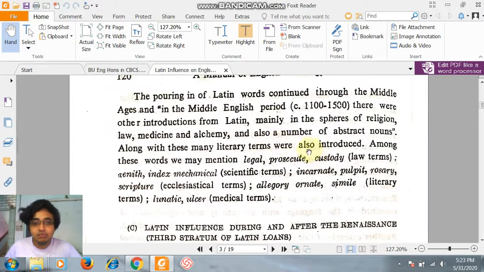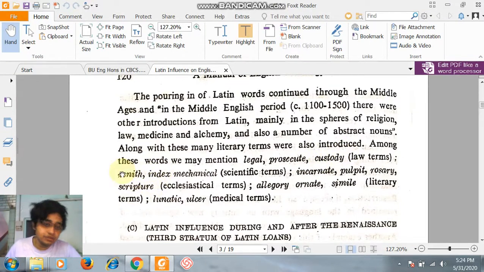There are also some other words after the Middle English period, which began from 1100 after the Norman conquest in 1066. There were other words too, not only from the spheres of religion but also from the spheres of law, medicine and alchemy, and also a number of abstract nouns. And along with these, many literary terms were also introduced. Some of these words are legal, a Latin word; prosecute kora, doshi shabbosto kora, derived from Latin; custody, the police has taken custody of the robber, custody police nilo dokhole rakhlo.